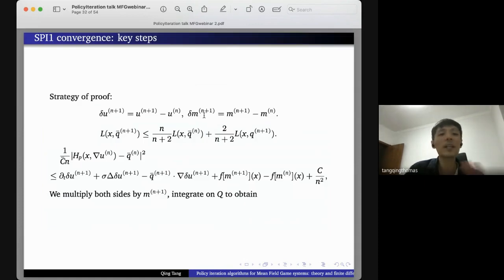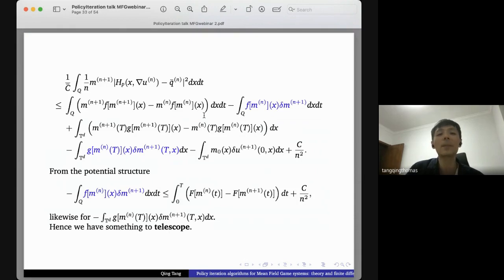The key steps for convergence: I have a delta U and delta M, then I use the convexity of L. I can just consider the PDE for delta U and delta M, and I can derive the following bound by using the property of the Hamiltonian, which I described earlier. Then I multiply both sides by M. The key thing is to observe there's some kind of duality structure. I can integrate by parts, and I have something like this. It's a bit complicated, but as soon as you look at it more carefully, you see you're almost there to telescope.